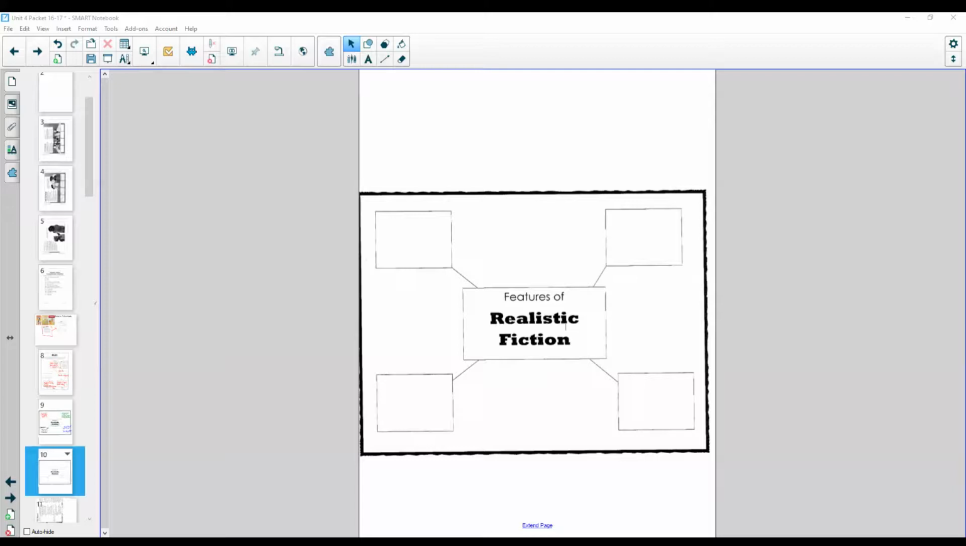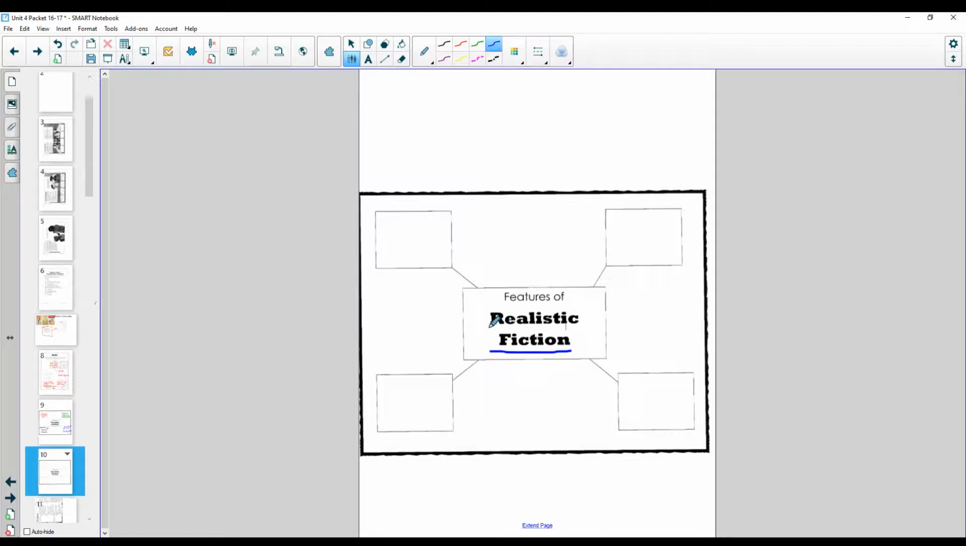Hi, third graders. Today we are going to be talking about realistic fiction. So, if you have your packet along with you, you are going to fill out all these squares. If you do not have your packet with you, do not worry about it. Your goal is to be able to identify realistic fiction.